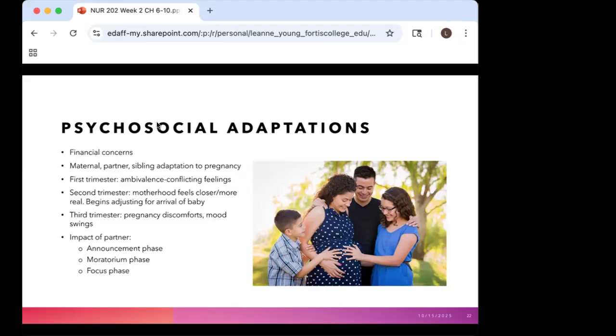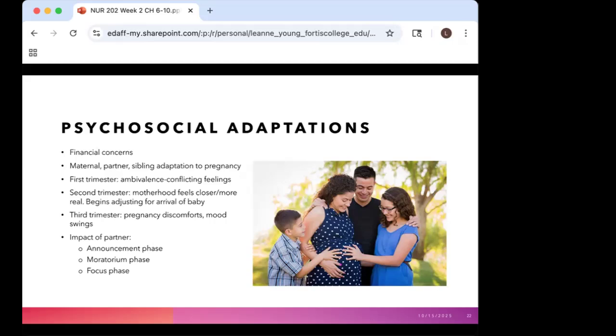And then they're adjusting for the arrival of the baby. They're going to be planning, getting things together, making different adjustments to their work schedules or home schedules as needed.